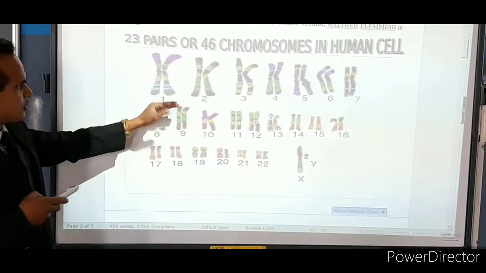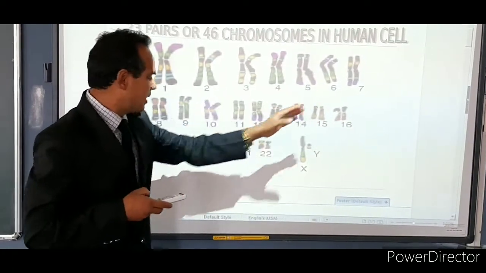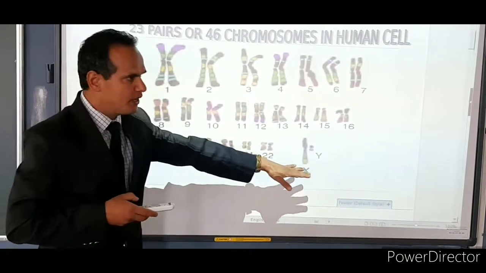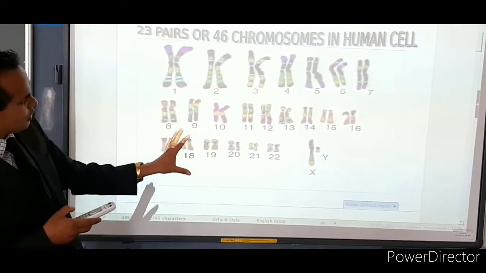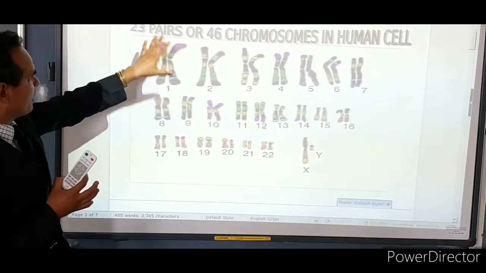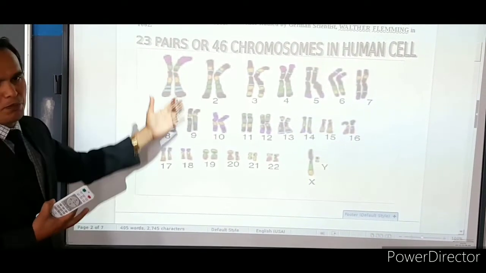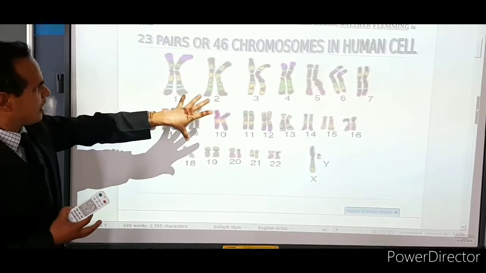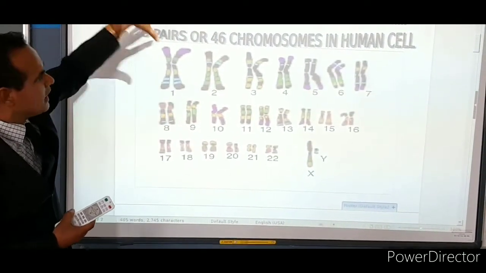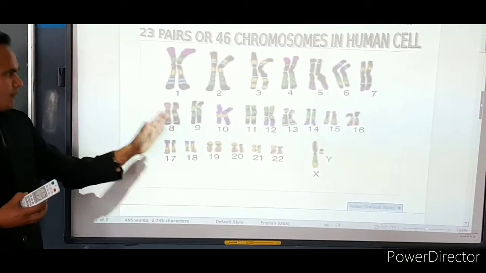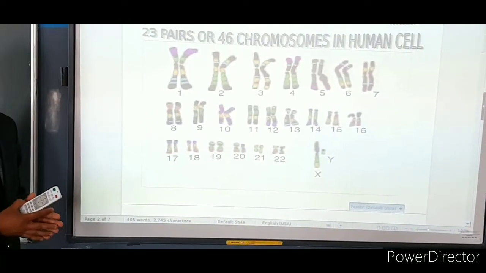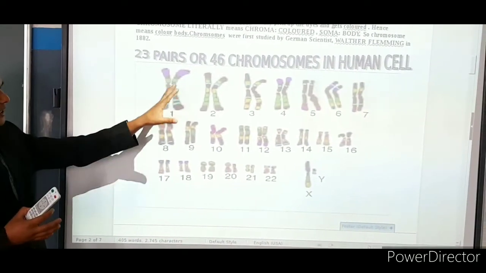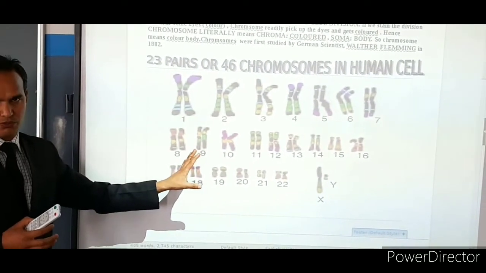Look here, first pair, second pair, third pair, fourth pair, fifth pair. It goes on, and the 23rd pair. So these 46 chromosomes are always found in pairs. That's why we call it 23 pairs. So these 23 pairs of chromosomes are found in the nucleus of every diploid cell of human beings. Every cell of your body contains these 46 chromosomes.